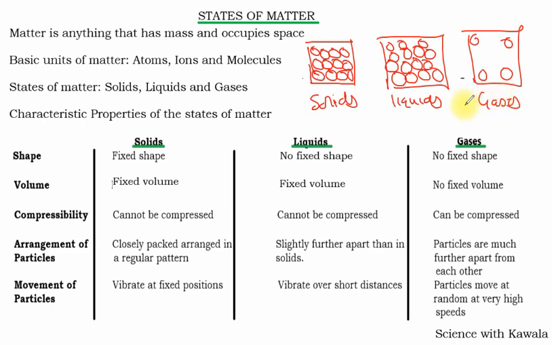Then how is the movement of particles? In solids, they vibrate at fixed positions. Because they are really closely packed, the best movement they can ever do is vibrating at their fixed positions. For liquids, they can vibrate over short distances. And for gases, particles move at random at very high speeds. So movement of particles actually affects various properties of matter. An example is density. If the particles are moving slowly, they will come closer together and that object will have a high density.